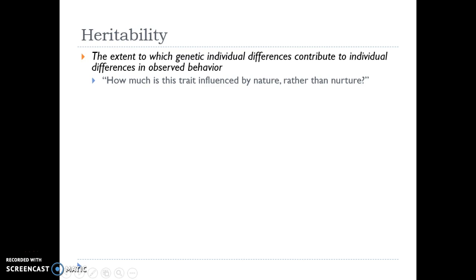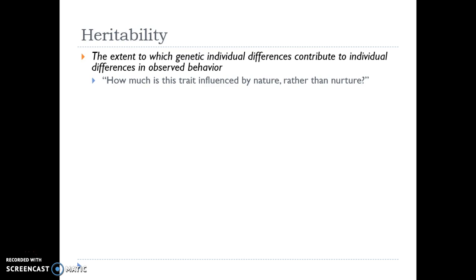Okay, so our next term is heritability. This term often gets confusing for a lot of people, so I'm going to try to break it down as best as I can with this video. We'll probably touch on it again tomorrow when I'm with you guys, just to make sure you get it. So heritability's definition in your textbook is the extent to which genetic individual differences contribute to individual differences in observed behavior. That's a mouthful, I know it's hard to understand. So in other words, heritability is asking how much this trait is influenced by nature rather than by nurture.